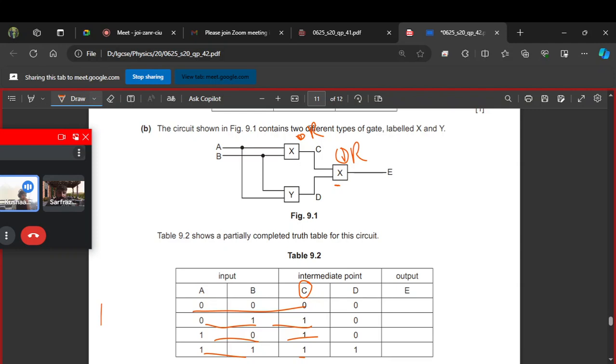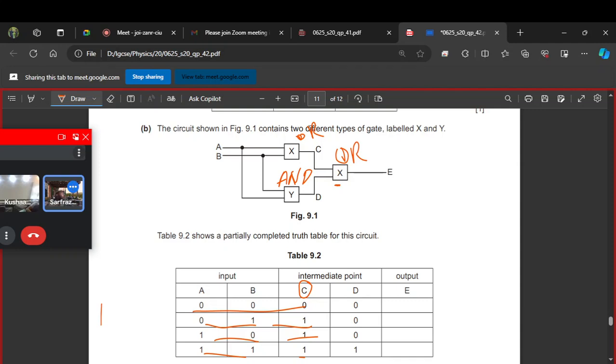Second X. So we're trying to find the second X. So D is an AND gate. Yes, you are saying Y would be an AND gate. How did you identify it? Because all of them are zeros except when both of them are one. Okay, very good. So Y is an AND gate.